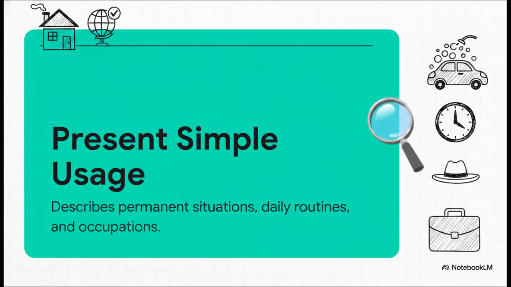The present simple isn't actually just about things happening right now, in this very specific second. Ironically, it's used to describe the broader, bigger picture. We use it for permanent situations, like where you live, established facts, daily routines like washing your car every weekend, and of course, our jobs. It is literally the foundational tense for describing the stable realities of our daily world.